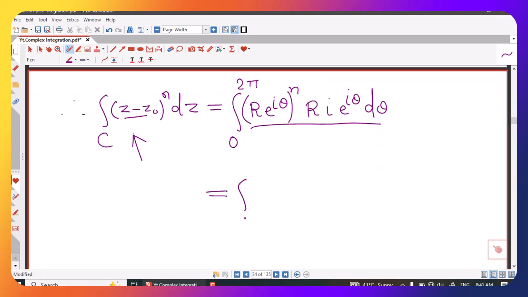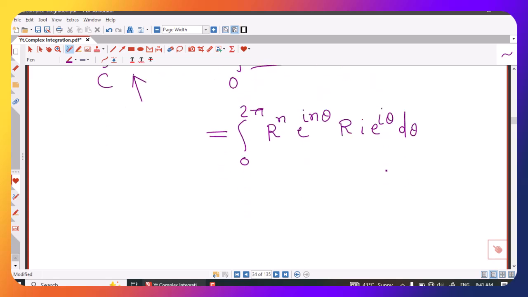Now we can simplify all these things. We take the nth power of r and e raised to i theta, that is r raised to n, e raised to i times n times theta, and this as it is, r i e raised to i theta d theta. And now we can observe that r raised to n into r, that is r raised to n plus 1, is independent of theta, so we take it outside the integral.